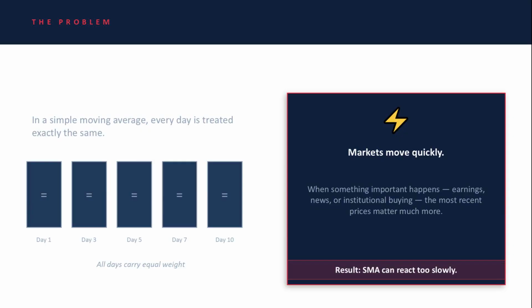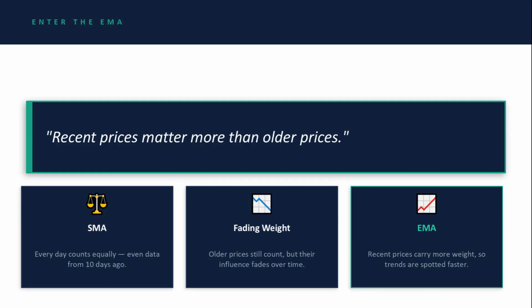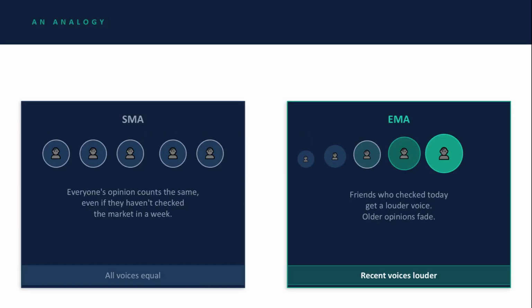But markets move quickly, and recent prices matter more. SMA can react too slowly to important changes. Recent prices matter more than older ones. While SMA treats every day equally, the Exponential Moving Average, or EMA, gives more weight to recent prices, spotting trends faster. Think of SMA as everyone's opinion counting equally, while EMA gives a louder voice to those who checked the market today. Recent opinions matter more.